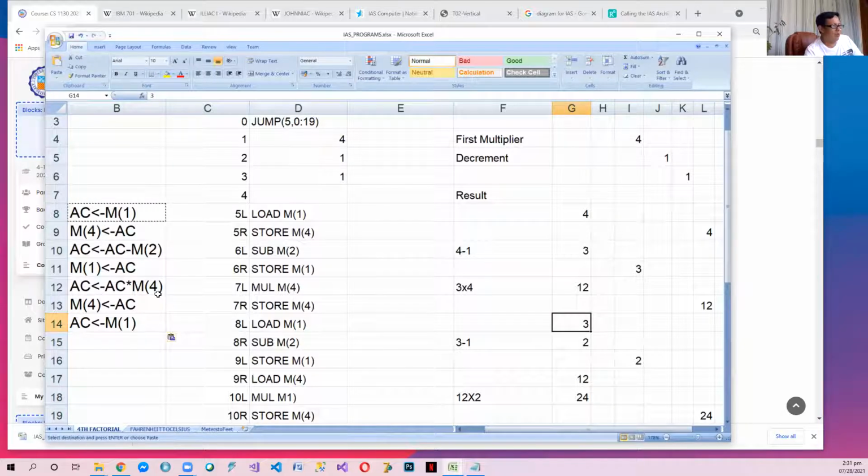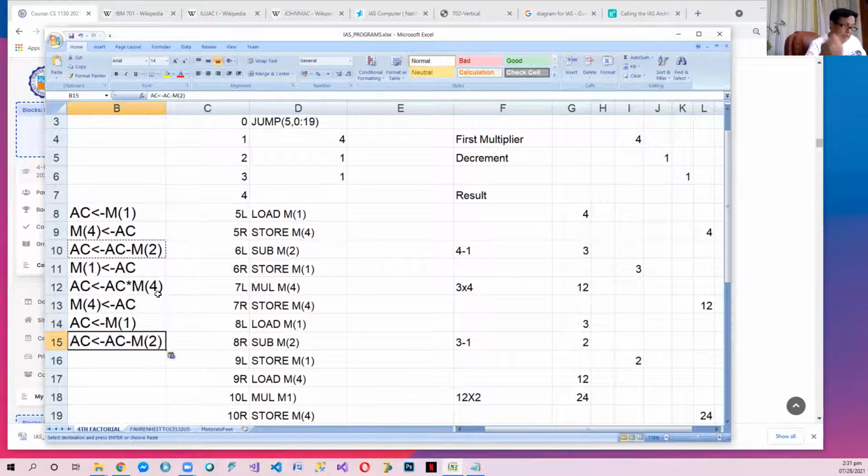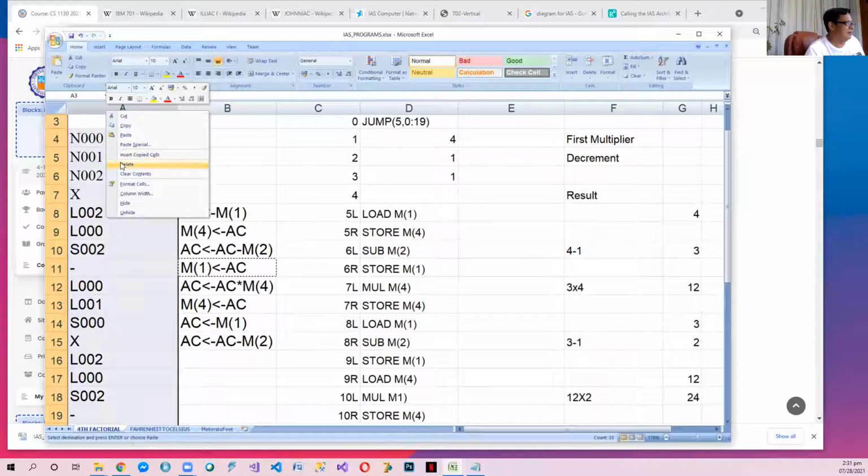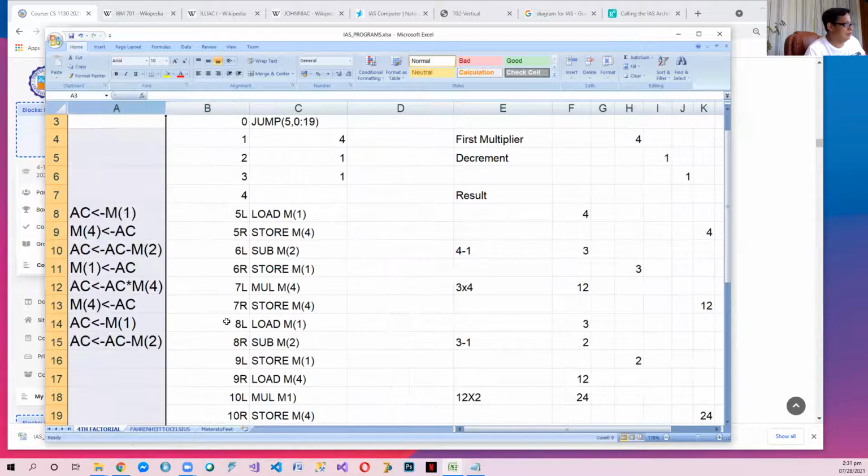Now, we compute the next multiplier. How do we do that? We sub M2. What do we mean by this? AC receives AC minus M2. It just repeats itself. So now this becomes 3 minus 1. So AC becomes 2. And we store M1. We have a store M1 here. We don't need that anymore.